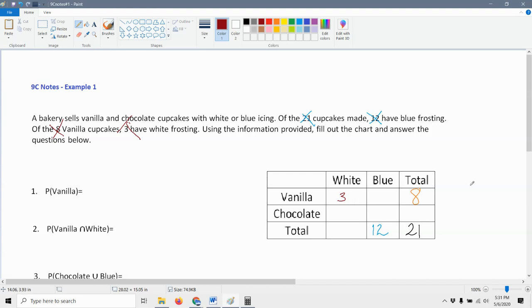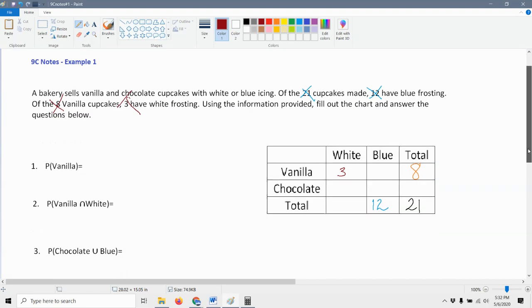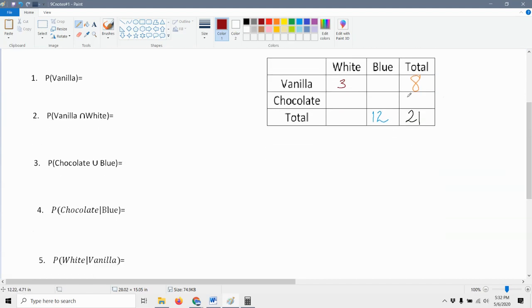Now, as you look at this chart, there's a lot of missing pieces. But if we just go one at a time, we'll be able to fill out all of those missing parts of our chart. We can fill out any column or row where we only have one missing piece. Okay? So anywhere where there's just one missing piece, let's start there.